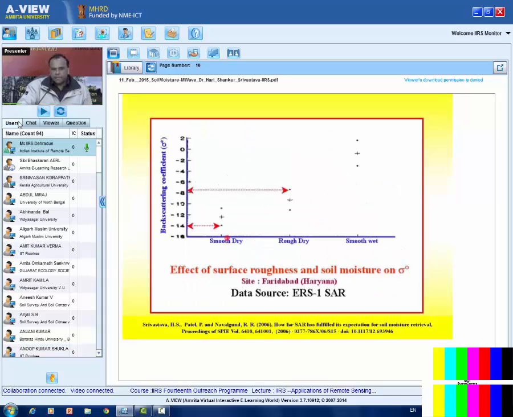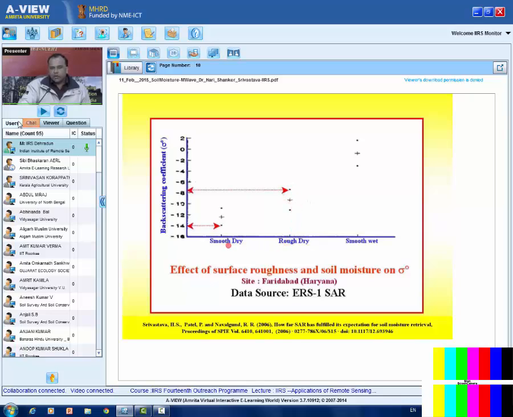This slide is showing the impact of surface roughness on SAR backscatter. You see, these are not just three fields. The dot shows the plus minus standard deviation and the plus sign shows the mean. So this cluster shows the mean and standard deviation of more than 100 points. This cluster represents smooth dry fields, whereas this cluster represents rough dry fields.